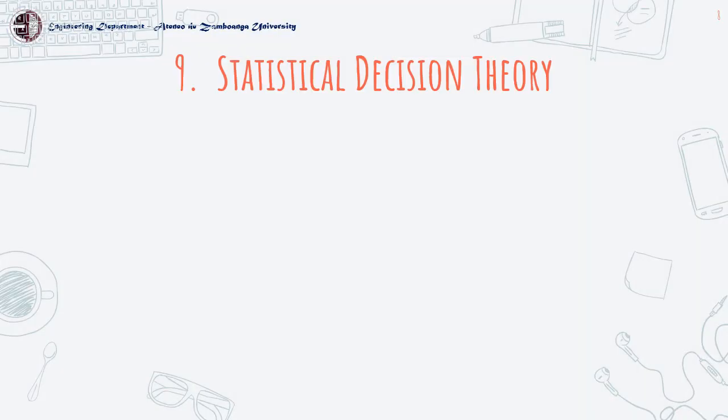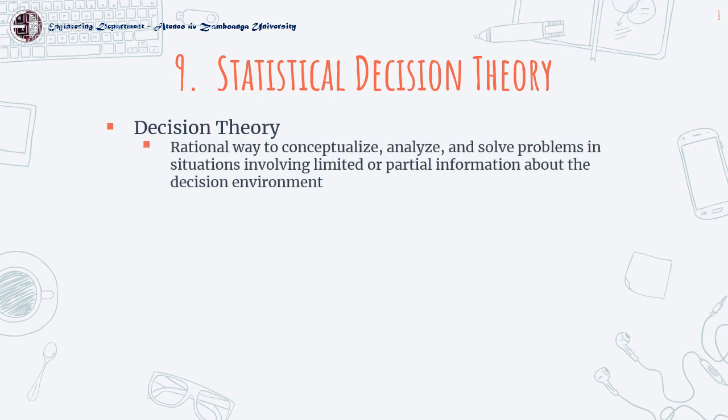Okay, the last one is the statistical decision theory. Decision theory refers to the rational way of conceptualizing, analyzing, and solving problems in situations involving limited or partial information about the decision environment.